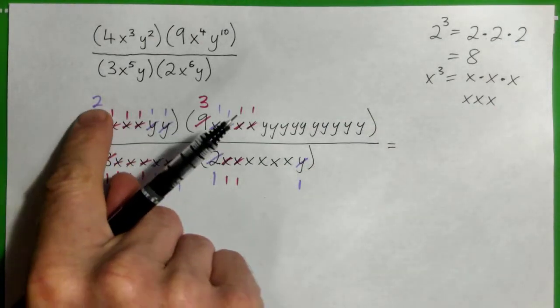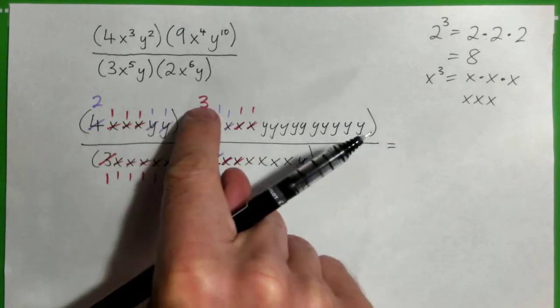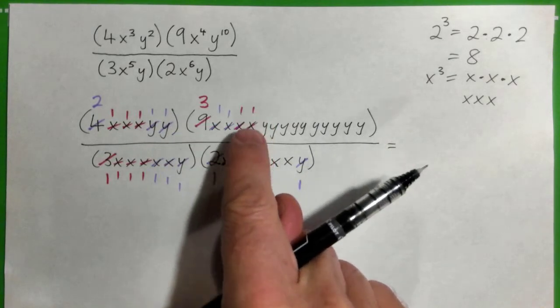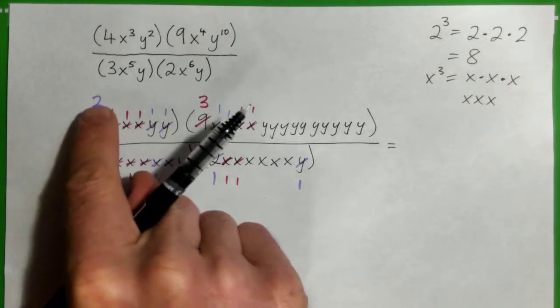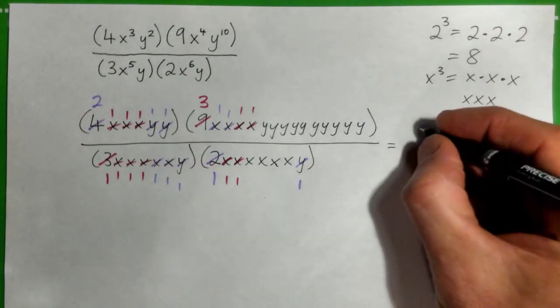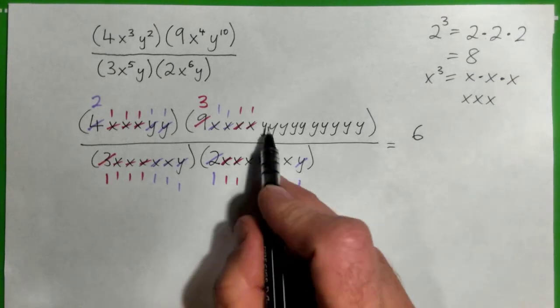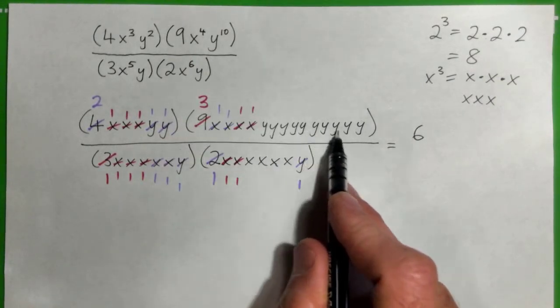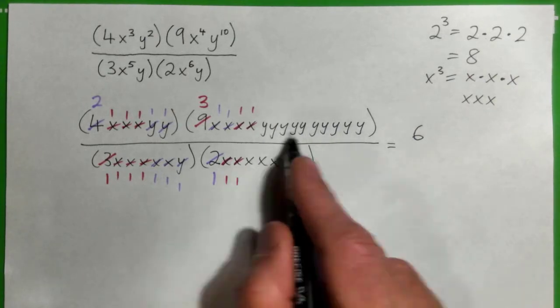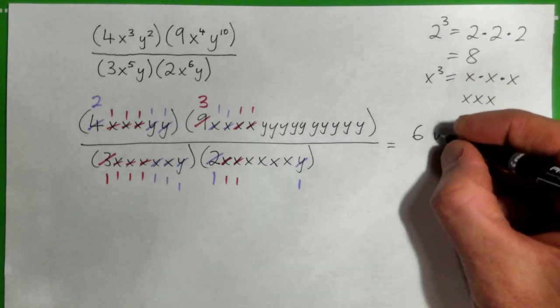So we have 2 times 1, 1, 1, 1, 1, 1, times 3 times all these 1's, then times all of these y's. So that is just 2 times 3 is 6. See that? And this came from the y to the power of 10. So we wrote out 5, 6, 7, 8, 9, 10. We wrote out 10 y's here. So that should be y to the power of 10.